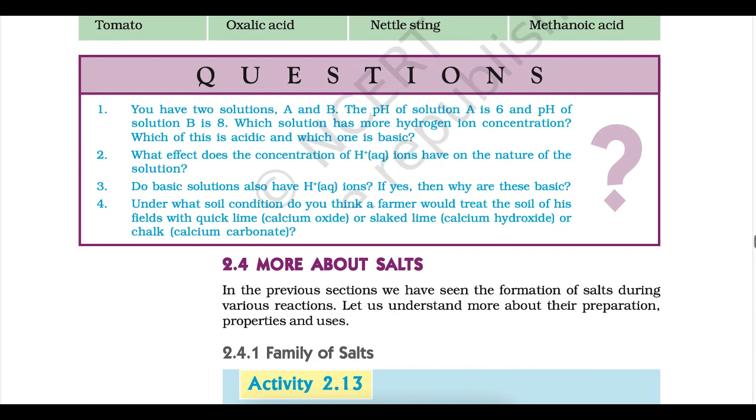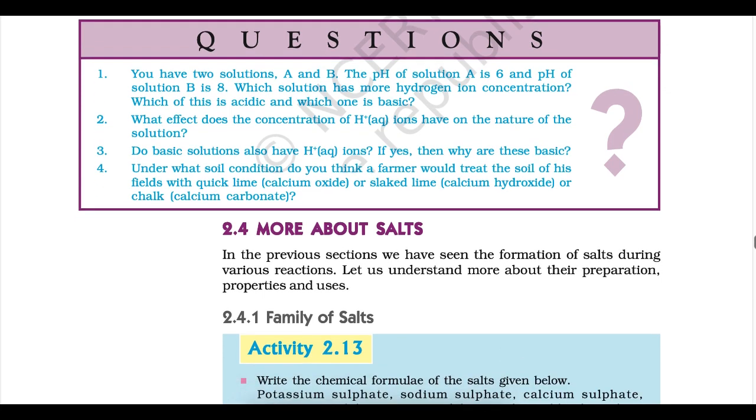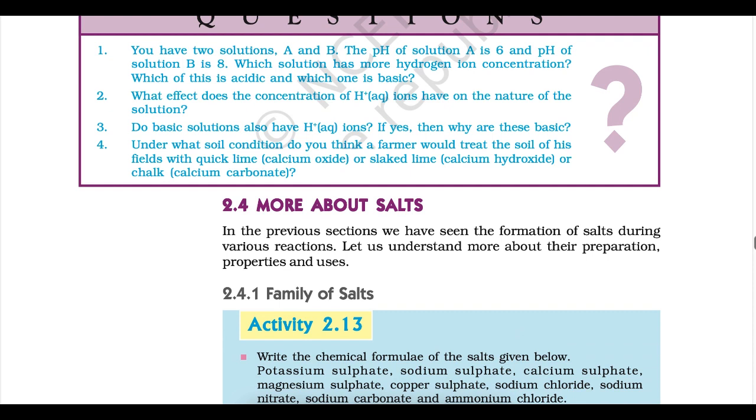Questions. You have two solutions, A and B. The pH of solution A is 6 and the pH of solution B is 8. Which solution has more hydrogen ion concentration? Which of these is acidic and which one is basic? What effect does the concentration of H+ ion have on the nature of the solution? Do basic solutions have hydrogen ions? If yes, then why are these basic?